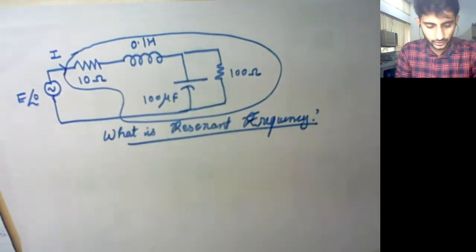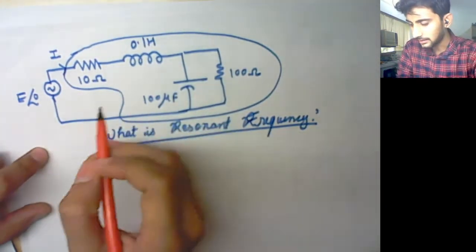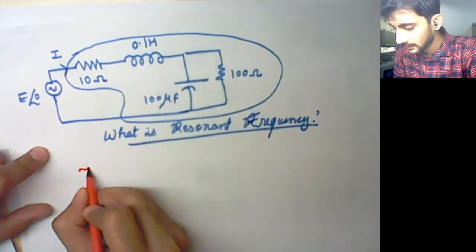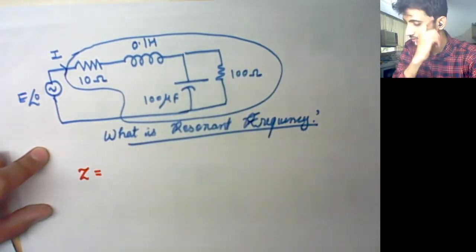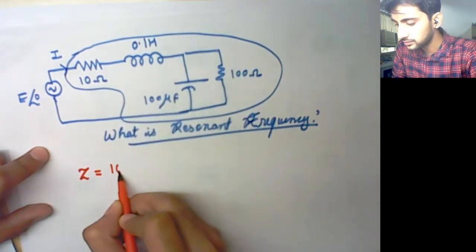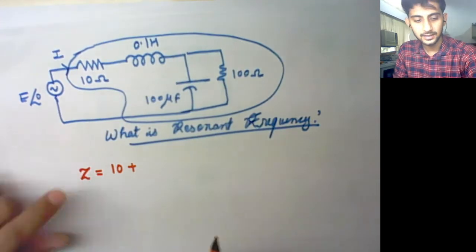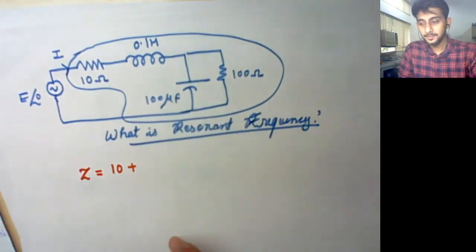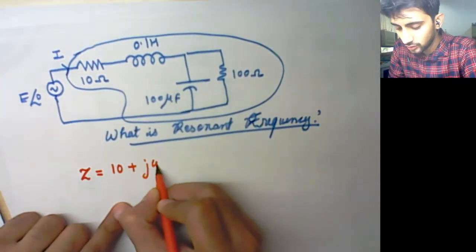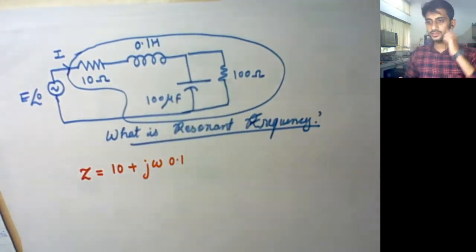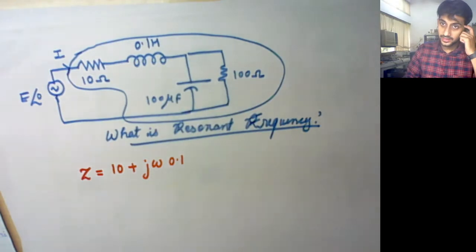Here what you have to do is, so आप बताएं कि अब ये net impedance किसके बराबर होगा. तो Z, which is going to be the net impedance, will be equals to 10 ohms plus j omega L. Omega नहीं पता है, but you can write as j into omega into 0.1. Okay, j into omega into 0.1. You can write it like this.